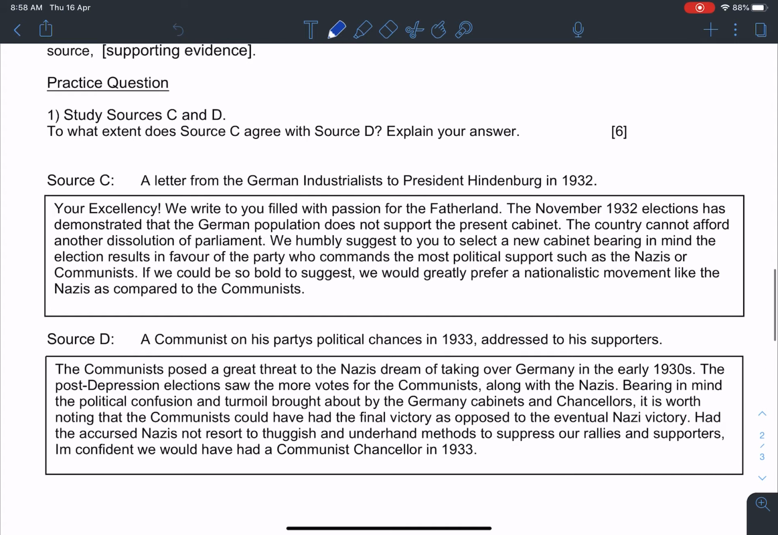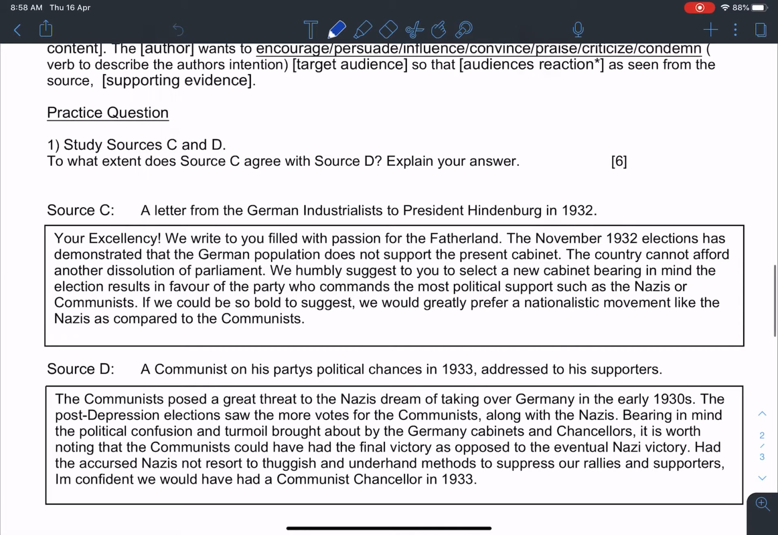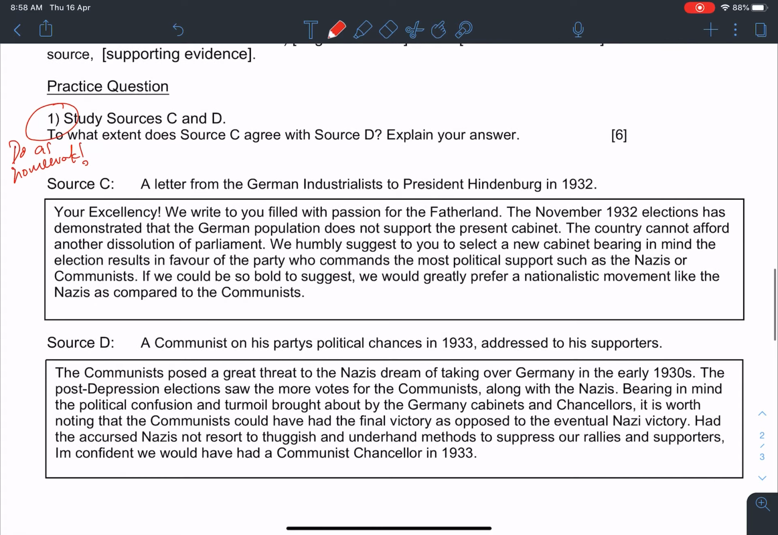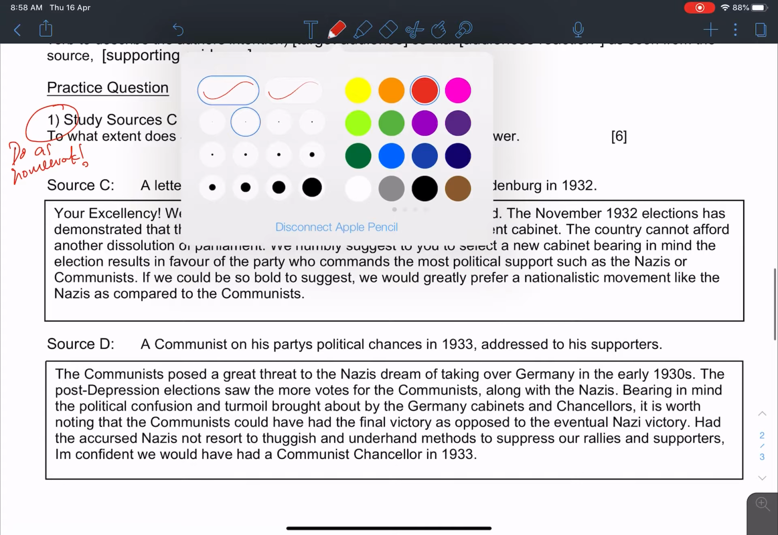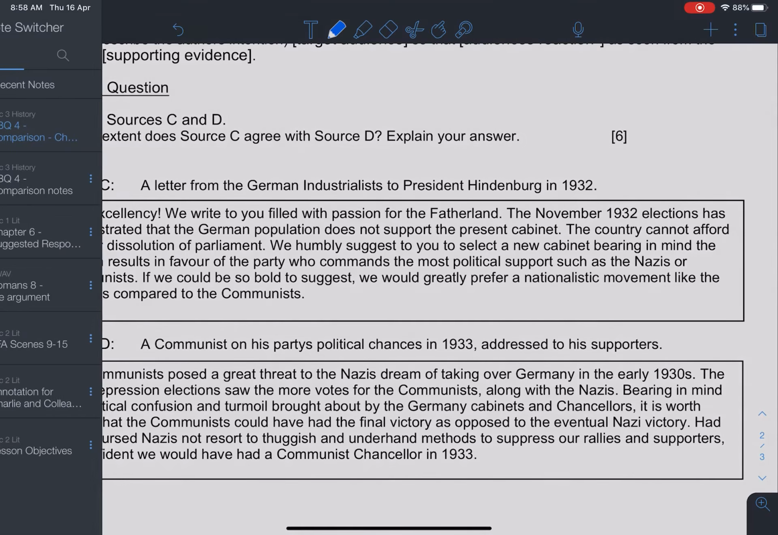This is the practice question. What I would like you to do is this as homework. Sources C and D. If you notice, it is a 6-mark question. It's usually a 5 or 6-mark question. Sorry, I forgot to explain that.